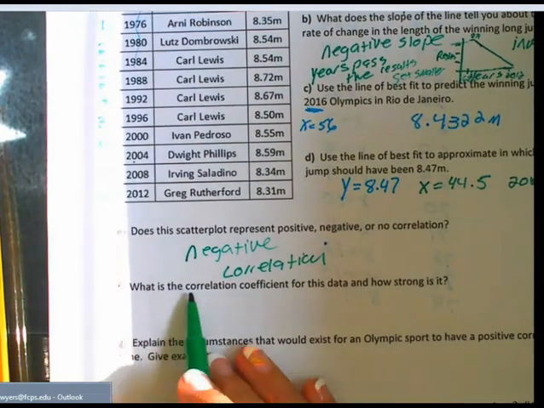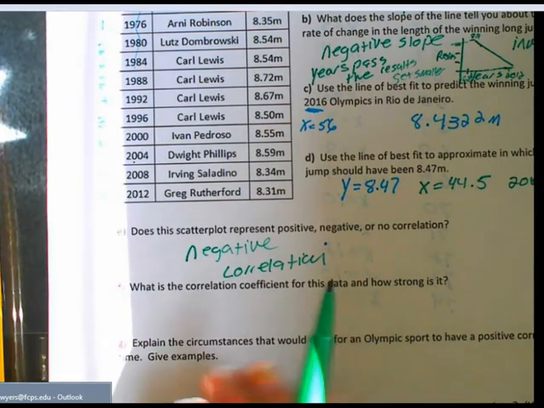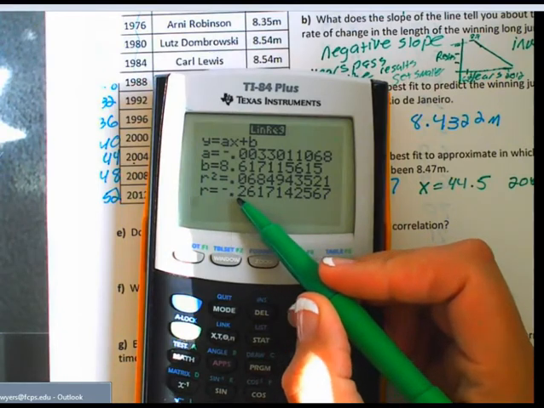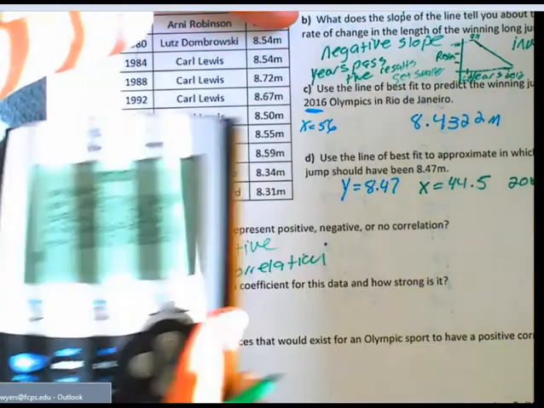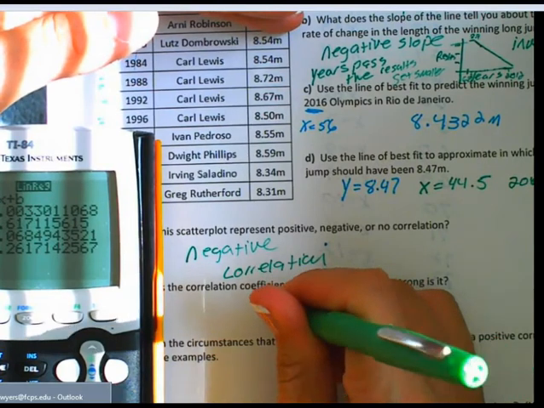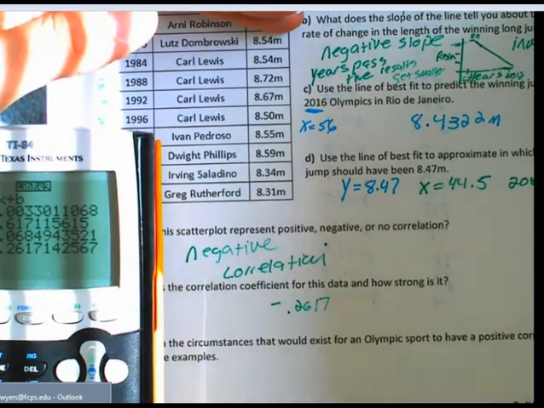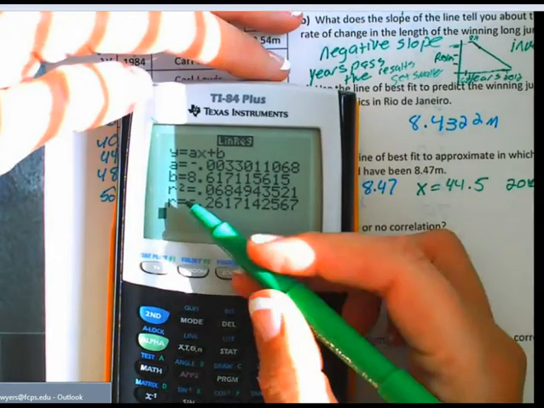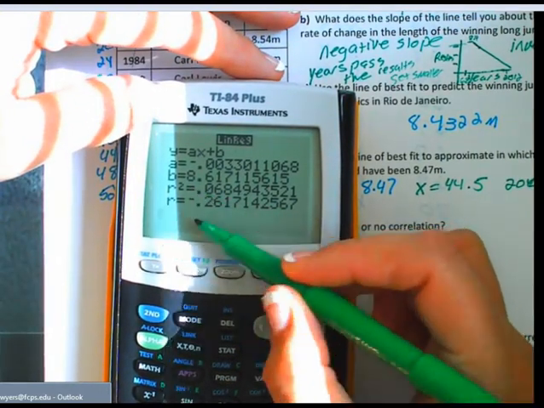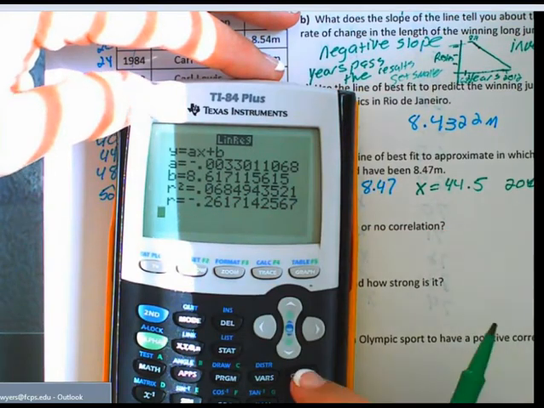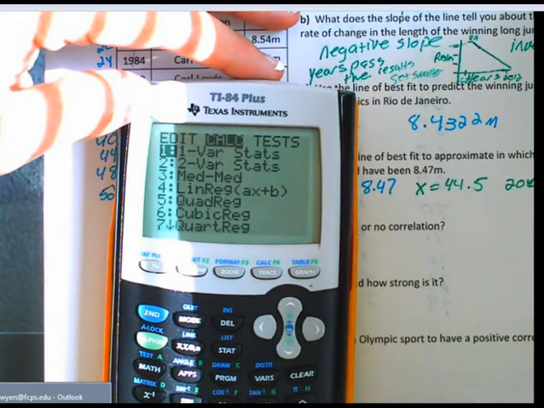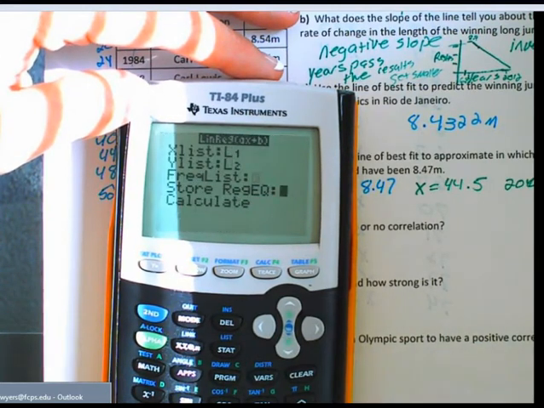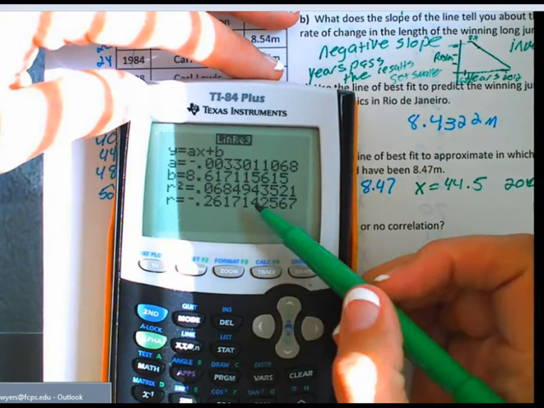And it says, what is the correlation coefficient for this data? So that's back at this menu right here. And it is negative 0.2617. And again, you have to have your diagnostic on to get this. Don't worry about the R squared. I'm just only looking at the R equals. If this is not on your screen anymore, you have to go back to Stat, Calc, down to Linear Regression, Calculate. That's where I get that R equals.